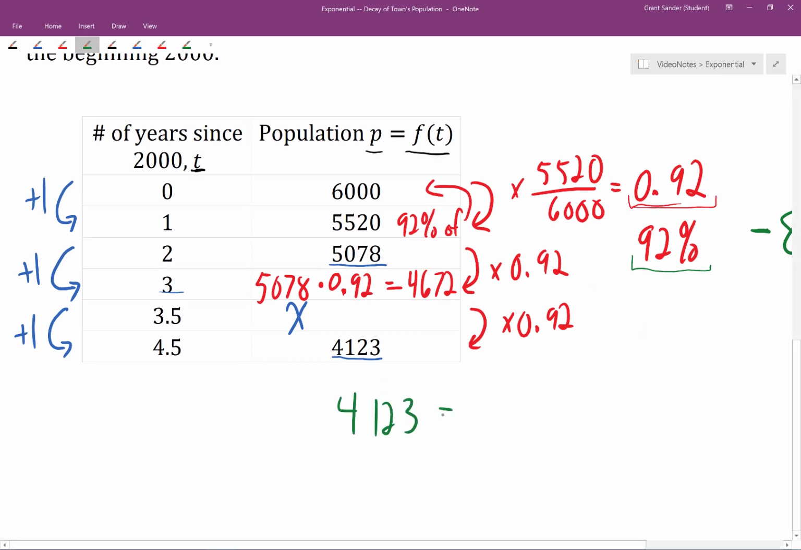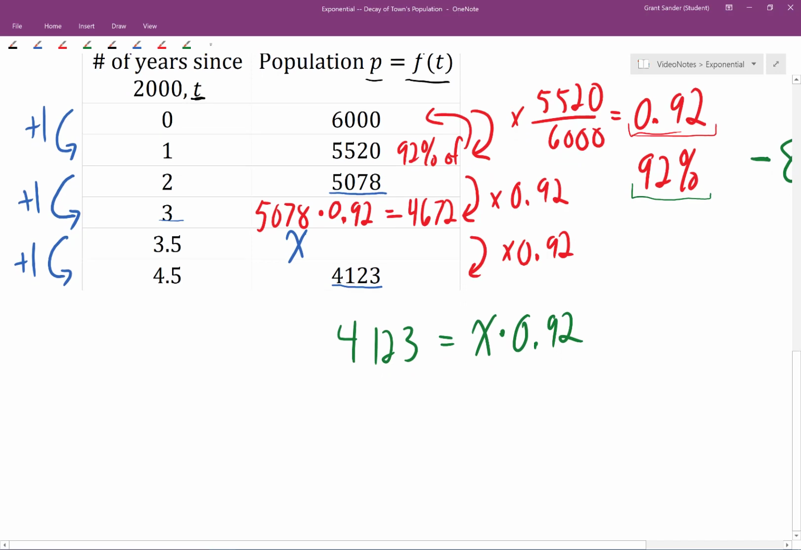And therefore, this 4,123 is equal to our starting population of X times 0.92. And therefore, that population, when T equals 3.5, is equal to 4,123 divided by 0.92. And that's approximately 4,482. So we'll just round up there. So this population here is about 4,482.